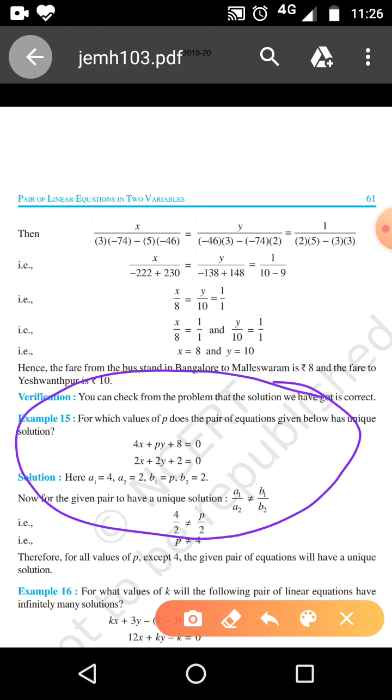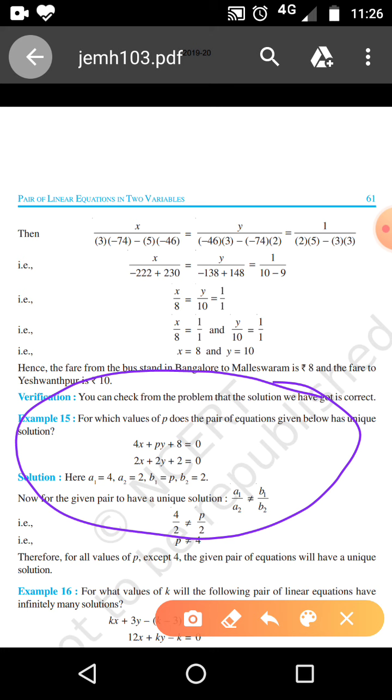For which value of p does the pair of linear equations given below have a unique solution? 4x plus py plus 8, 2x plus 2y plus 2 is equal to 0. We compare it with a1x plus b1y plus c1 is equal to 0 and a2x plus b2y plus c2 is equal to 0. Then you will get a1 is equal to 4, b1 is equal to p, c1 is equal to 8, a2 is equal to 2, b2 is equal to 2, c2 is equal to 2.